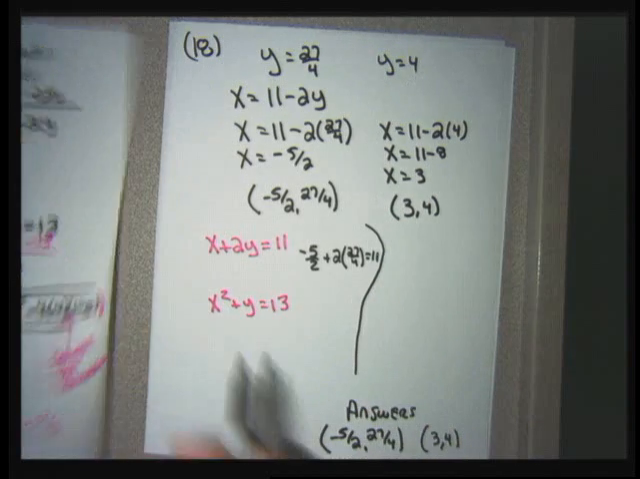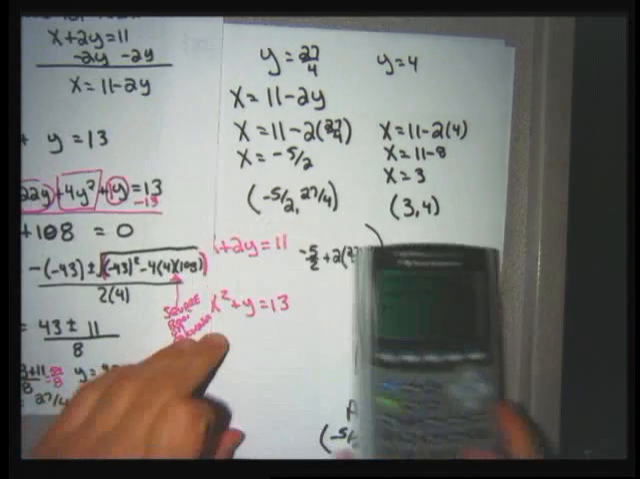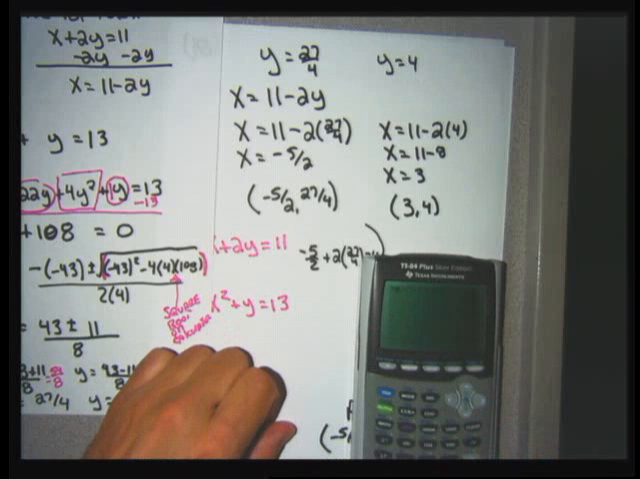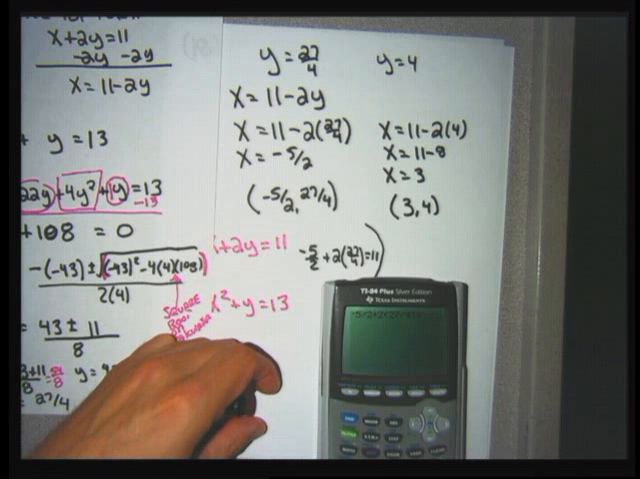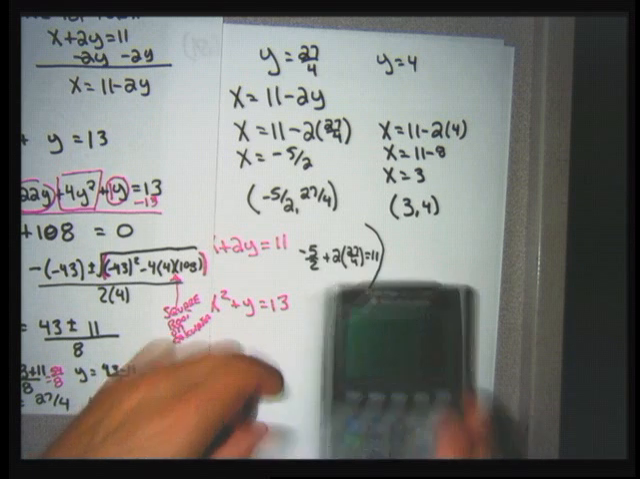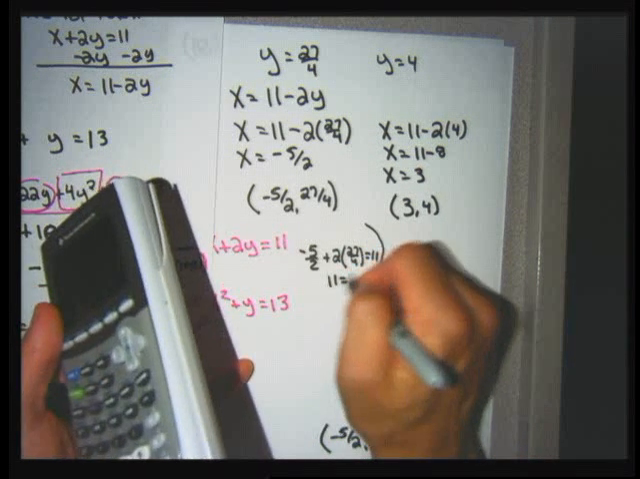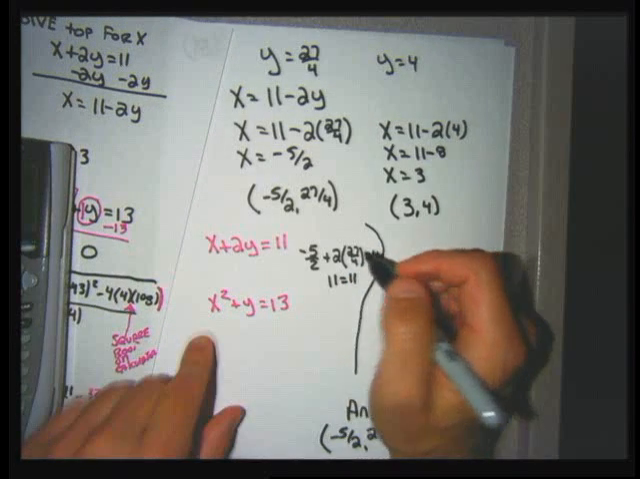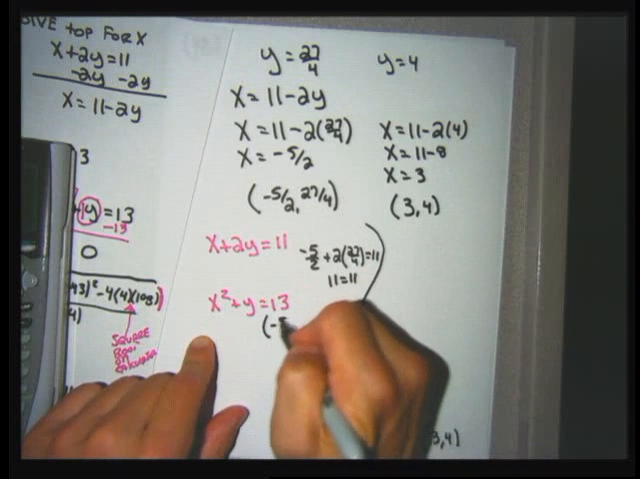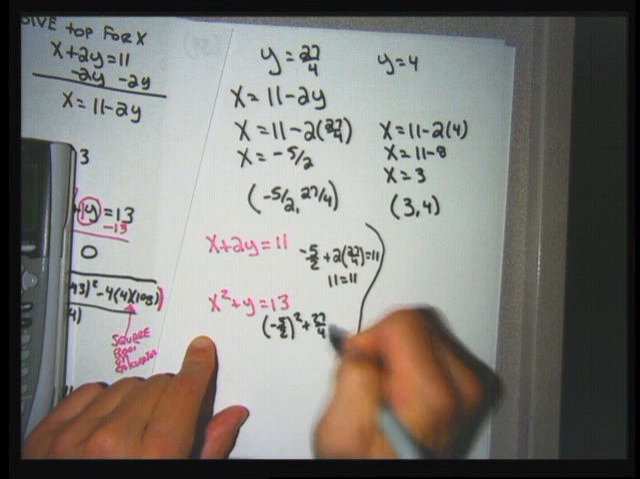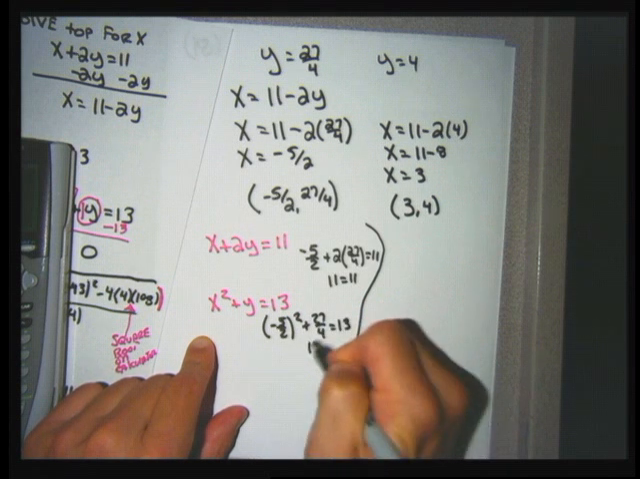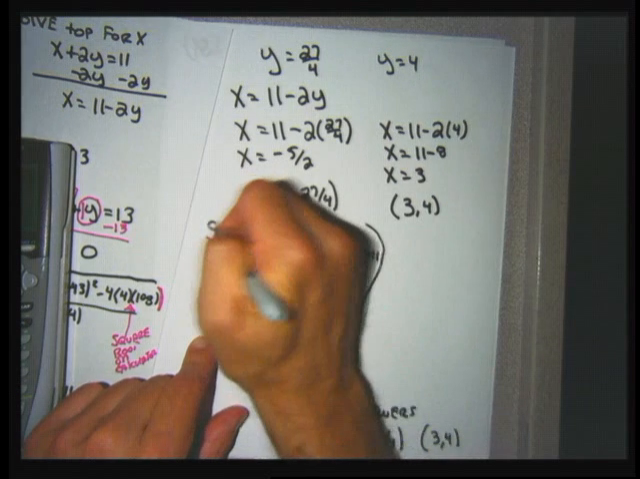And I do that on my calculator. So for that, I'm going to go negative 5 divided by 2 plus 2 parentheses 27 divided by 4. And when I hit enter, it gives me 11. So that is a checking. It checks there because I get 11 equal to 11. And then in the bottom one, I'm going to go negative 5/2 quantity squared plus 27 over 4 and see if I get 13 equal to 13. So this is the checking part.